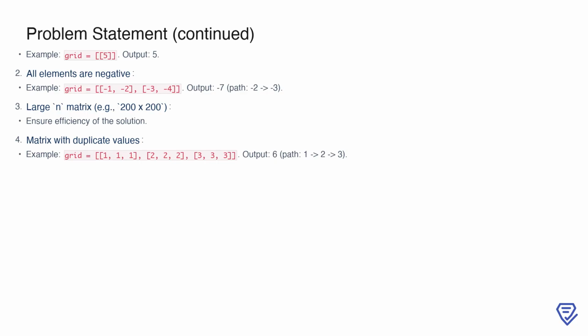For very large matrices, such as 200 x 200, it's crucial to ensure that the solution is efficient and can handle the constraints. We should also consider cases where the matrix contains duplicate values, like 1, 1, 1, 2, 2, 2, 3, 3, 3, where the minimum path sum would be 6, following the path 1 to 2 to 3. Each of these scenarios helps in understanding the problem's scope and ensuring the solution is robust.